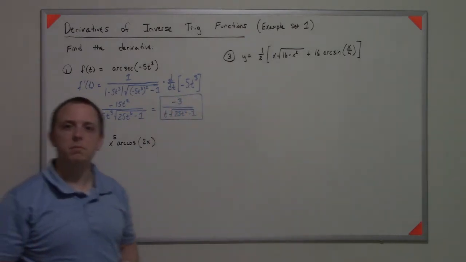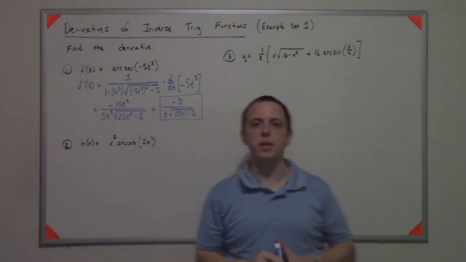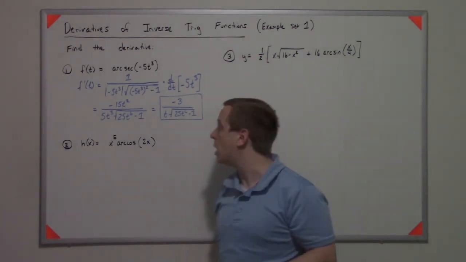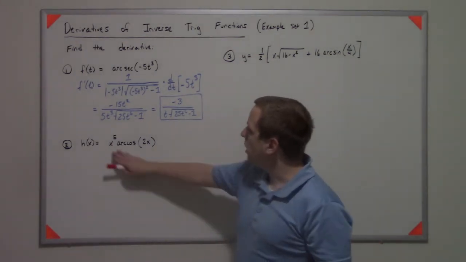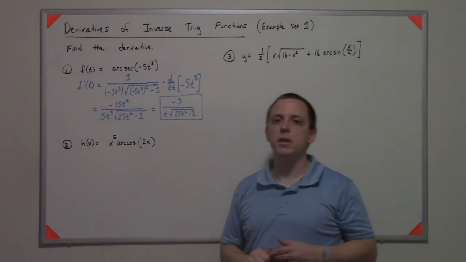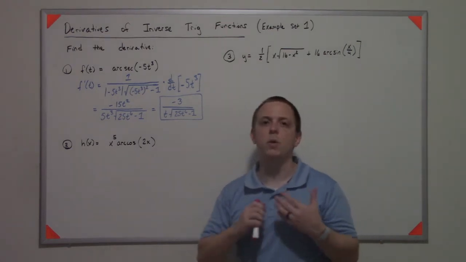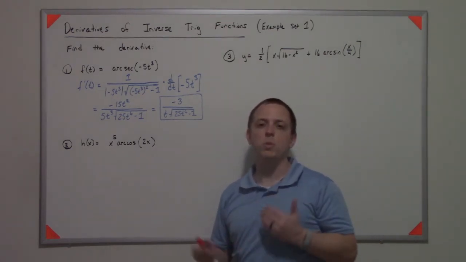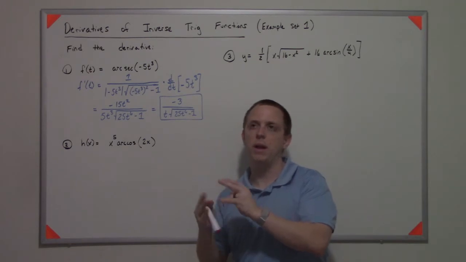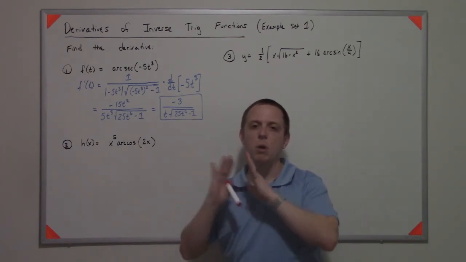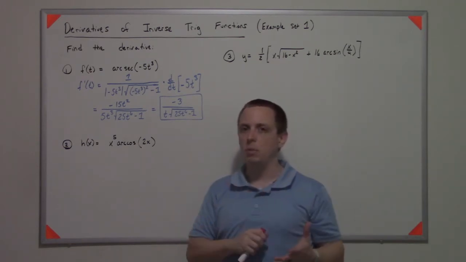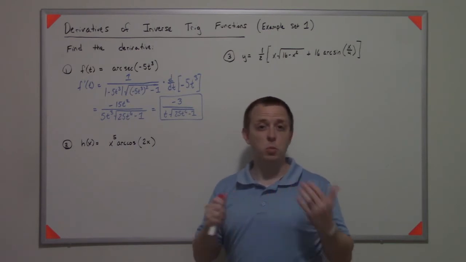And that's how you do that. You just follow the process. It's no different than really any other type of derivative. The next one is x squared times arc cosine of 2x. So that one's a little trickier because we have sort of a polynomial expression multiplied by a trigonometric expression. So we have to use a product rule here.